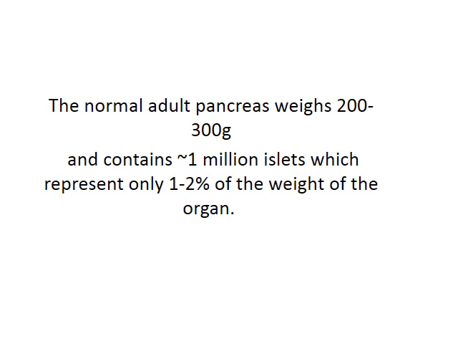Normal adult pancreas weight 200 to 300 grams, and contains 1 million islets, which represent only 1 to 2% of the weight of the organ.